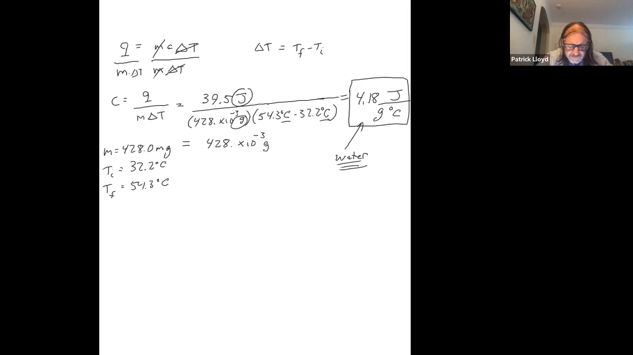Now, if you had left it as 428 times 10 to the minus 3 or 428 milligrams, it would be 0.00418. Actually, is that true? We'd be dividing by a bigger number. So 0.00418 joules per milligram degrees C, but most likely the Alex software told you what units they wanted it in, and they would most likely want it in grams. So that's why I did that conversion. Okay. So there's a specific heat problem.